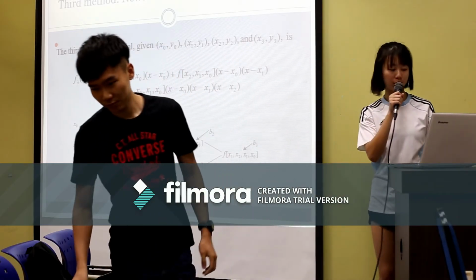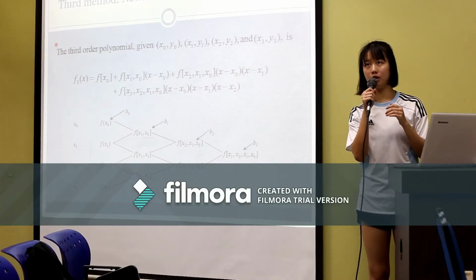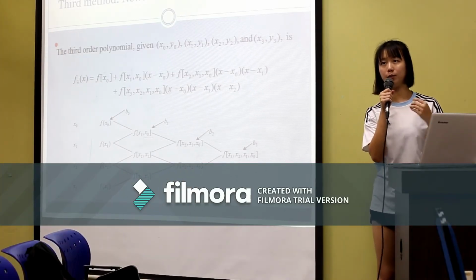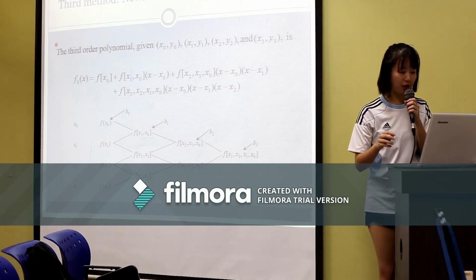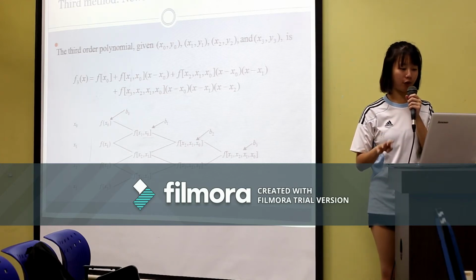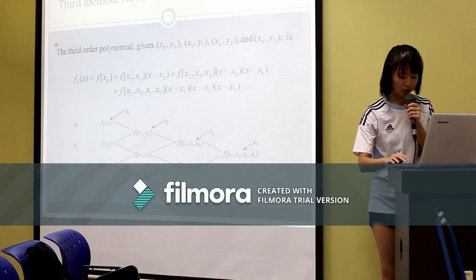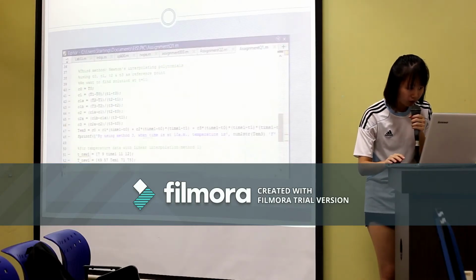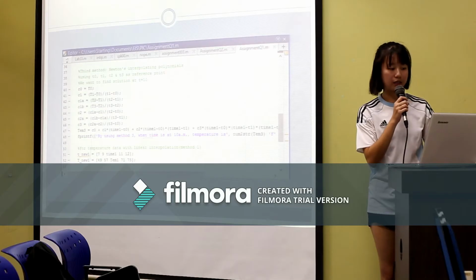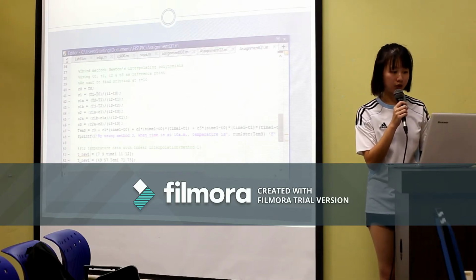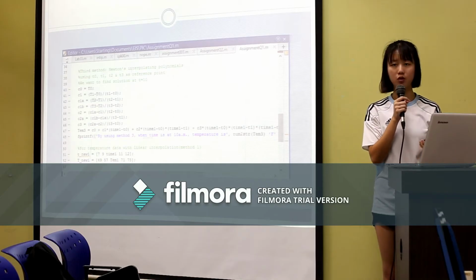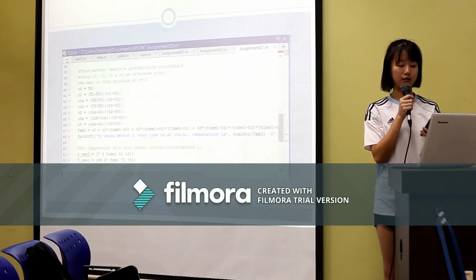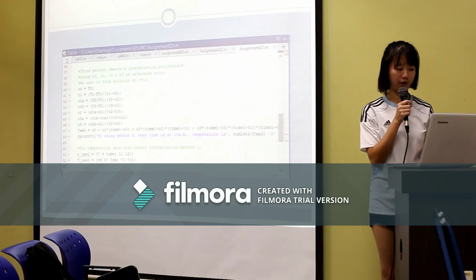Hello, I'm Simi. So I'm going to explain the third method, which is Newton interpolating polynomials. From the slide we can see it's actually F3 and we are using 4 reference points. In this case we are using T0, T1, T2 and T3 as reference points, which means we use all the data, which is 7, 9, 11 and 12 as the reference points.